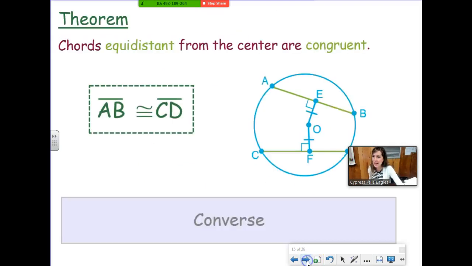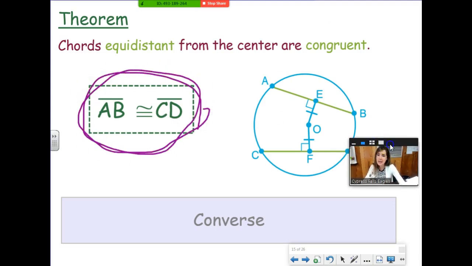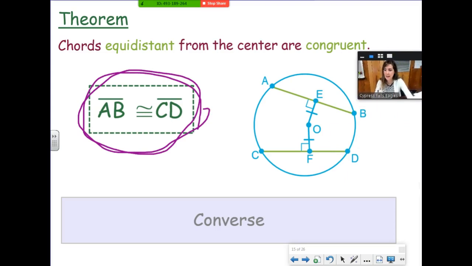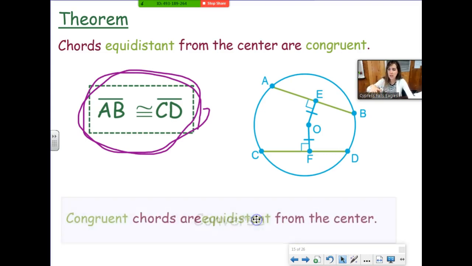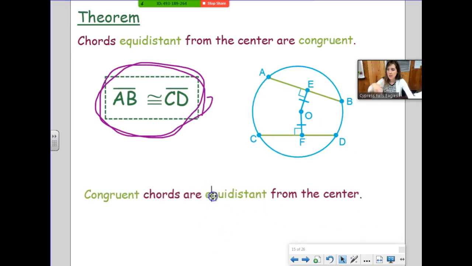Yeah, let's just go ahead and write it down. Chords that are equidistant from the center are congruent. So the hypothesis is that they're the same distance away. And the conclusion is that they're the same length. AB is congruent to CD. If they're equidistant, then they're the same length. The converse is, of course, true. If the chords are congruent, then they're equidistant. You don't need to write that. Just know that the original and the converse are both true.